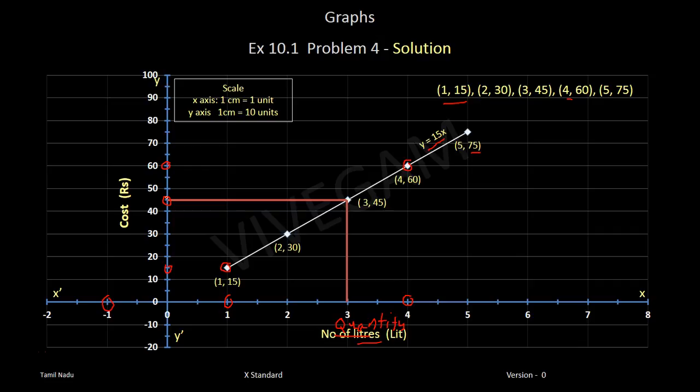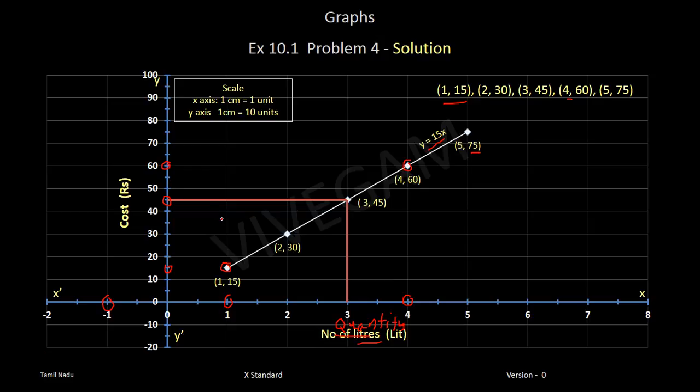Okay. What is the cost of 5 liters or 3.5 liters? So 3.5. So from here you go up, it will cut here, right? So it will cut somewhere here, and from here you draw a horizontal line. It will cut here, so it will be 52.5. Here it will not clearly show, but on your graph sheet it will clearly show.